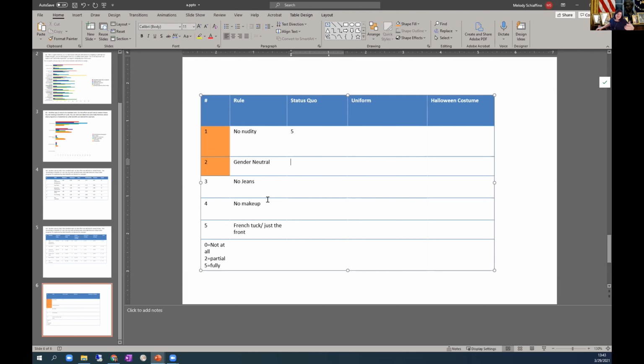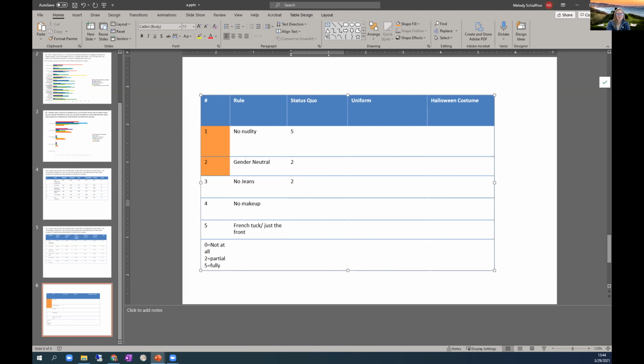Okay, gender neutral. Does the current status quo option fully meet our rules? Would we say that's a partial? Partial? Good. What about no jeans? Anybody wearing jeans? I'm wearing jeans. Okay, so partial. No makeup? Is anybody not wearing makeup? I'm not wearing makeup. There we go. Partial.